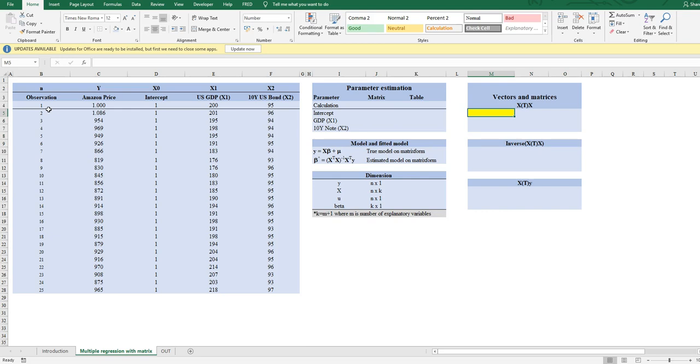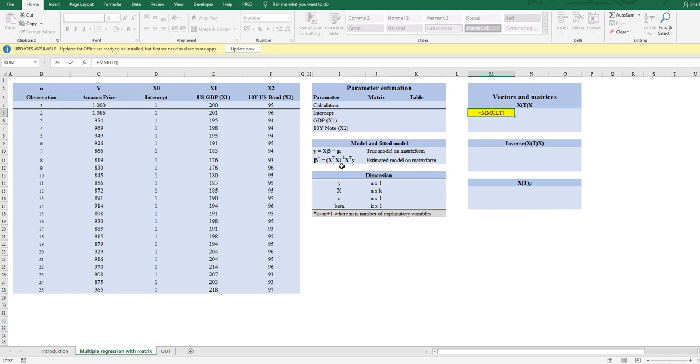Let's start by calculating the first expression within the parenthesis, X transpose times X. This is a matrix with a dimension of 3 times 25 multiplied by a dimension of 25 times 3. So it will be a 3 times 3 matrix. This is what I have lined up for here. So I'll just show you how to do that in Excel.